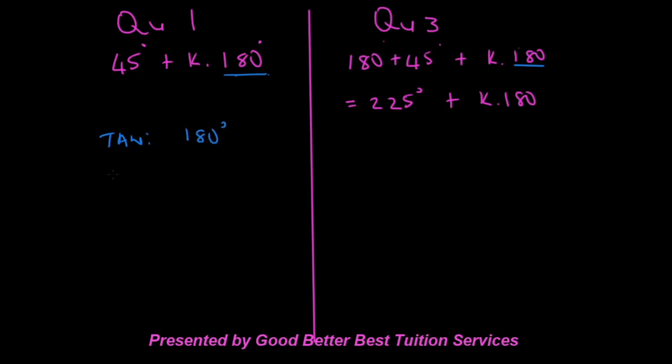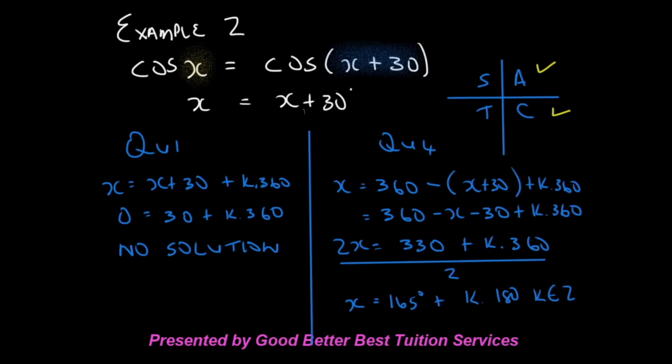What is the period of a sine and cos graph? It's 360 degrees. So when we are referring to a sine and cos graph, we always say K360, but when we refer to a tan graph, it is K180. Let's look at example 2.